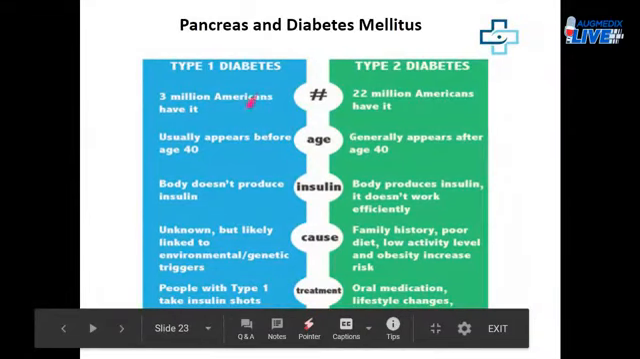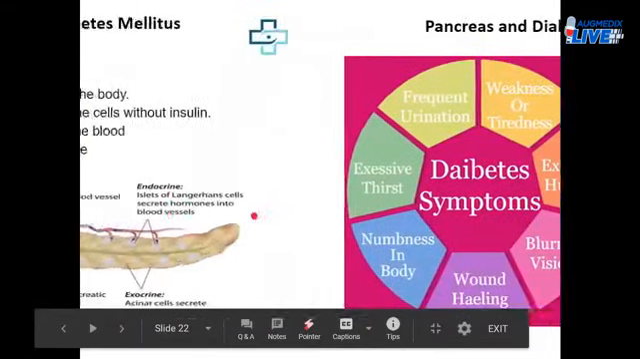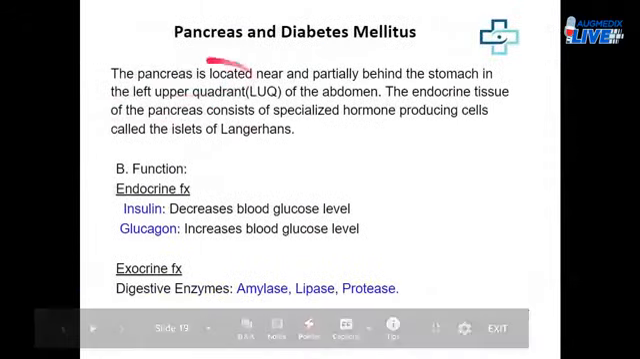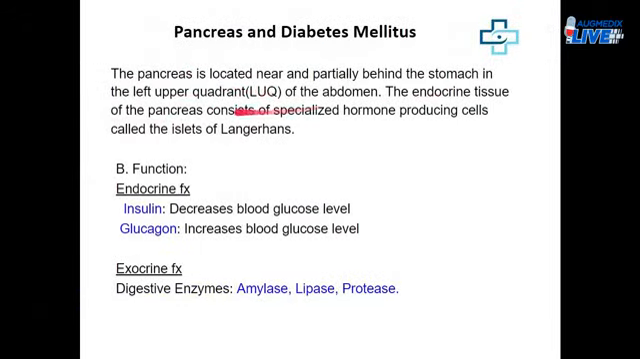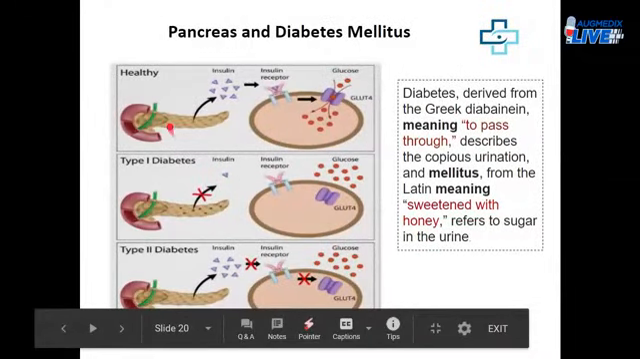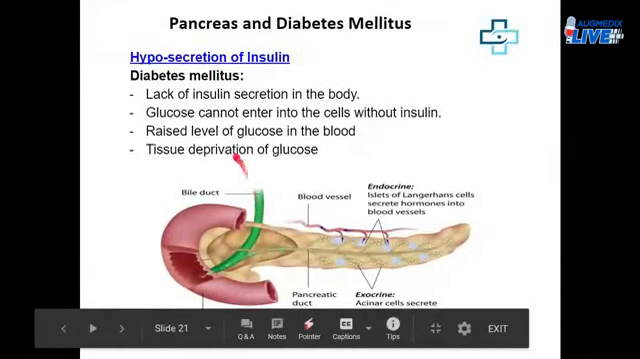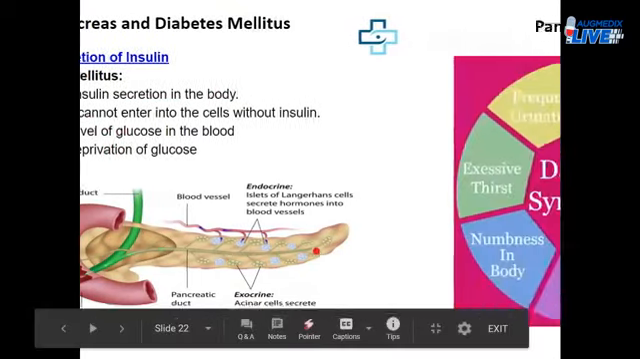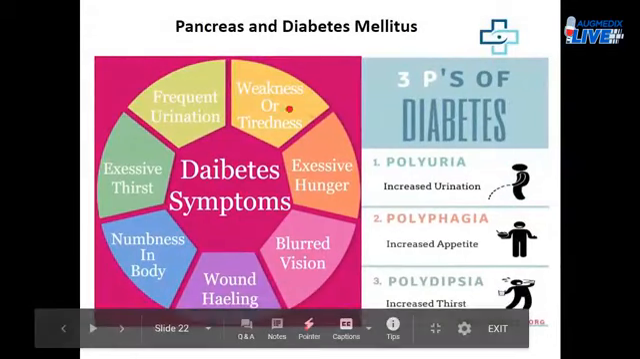Now let's have a look from the beginning once again. So I discussed about pancreas, where pancreas is located. It's located in the left upper quadrant near the stomach, and it has both endocrine and exocrine function. Then I discussed how the function is occurring here with a healthy individual and a diabetic patient, okay, and how the name is derived from the Greek word, okay. Next, I discussed about the mechanism of lack of insulin, and then we went through the symptoms and the 3P.